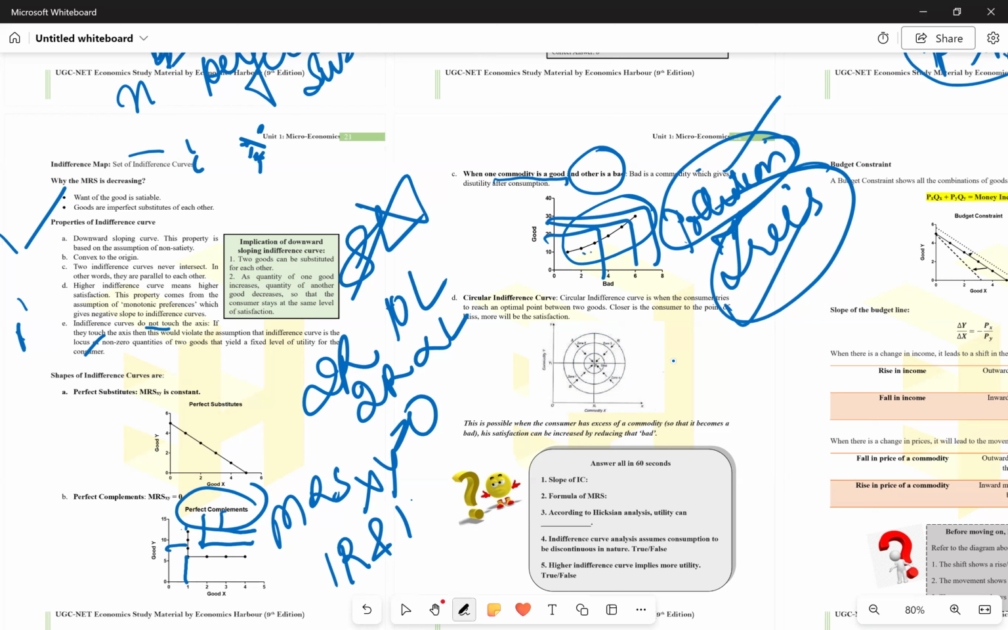Because to cover up the disutility you get from a bad good, you have to consume more and more of the good good. Okay?